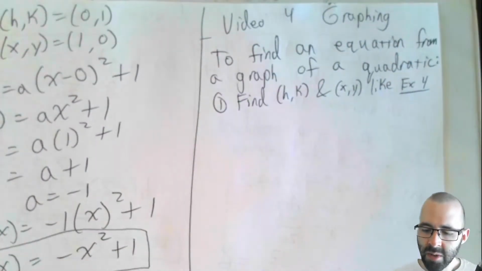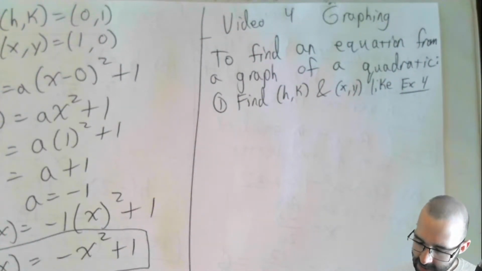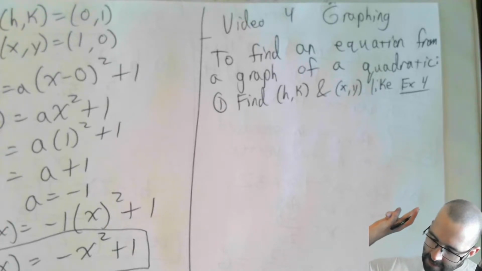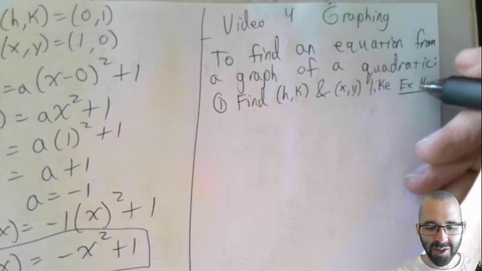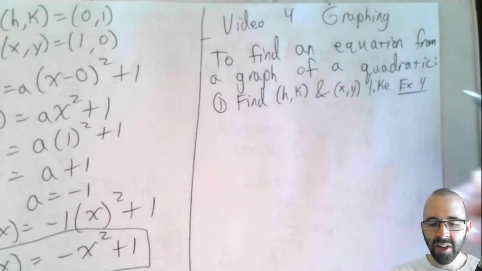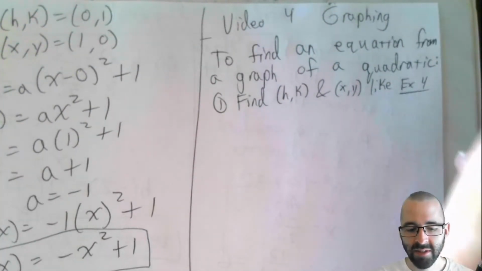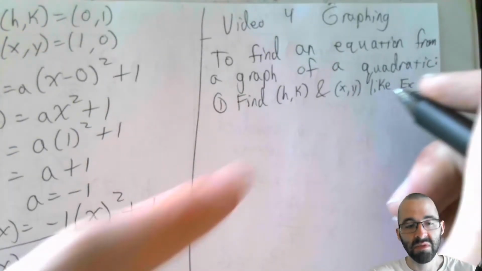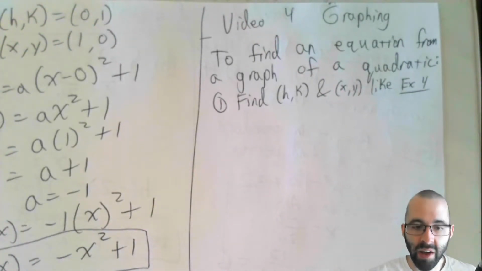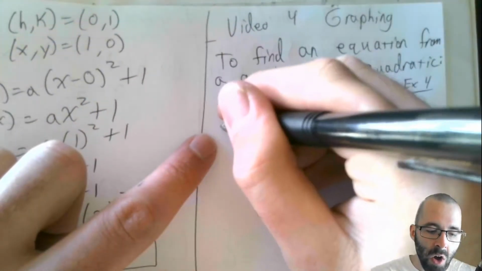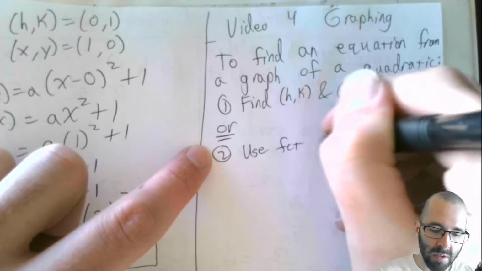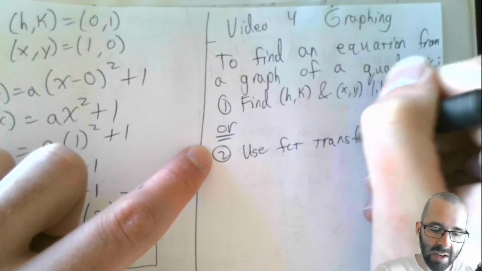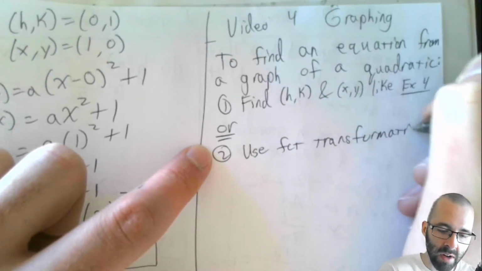Remember in example 4, which was in video 2, if you're given a vertex and another point, you can find the equation. So if you're looking at a graph, tell me what the vertex is and find another point on that graph and do the same thing. Or you can use function transformations, just like 3.5.